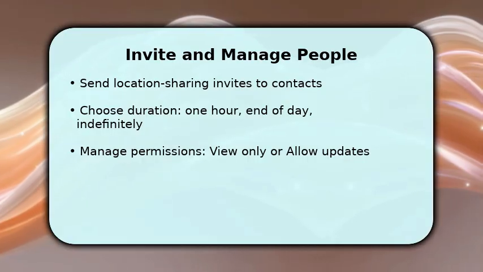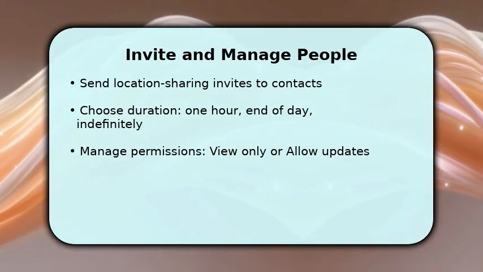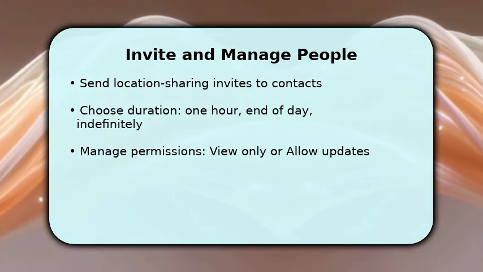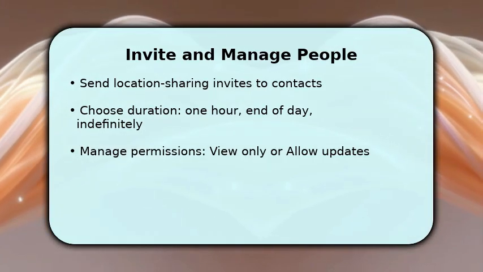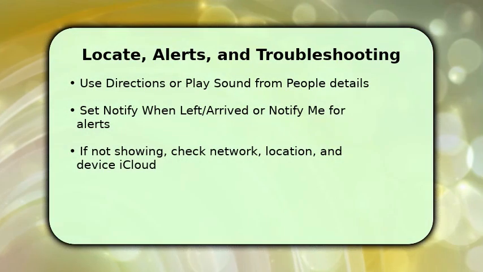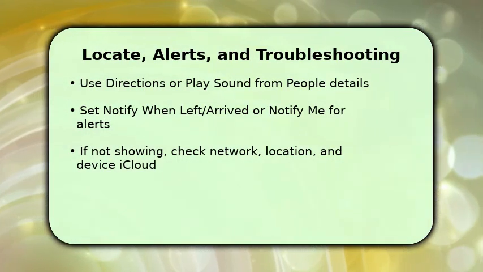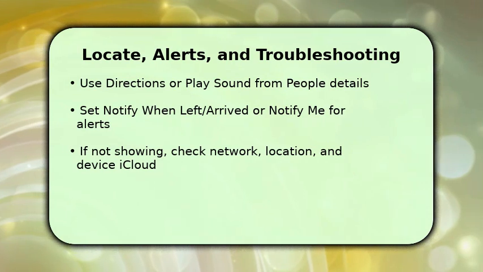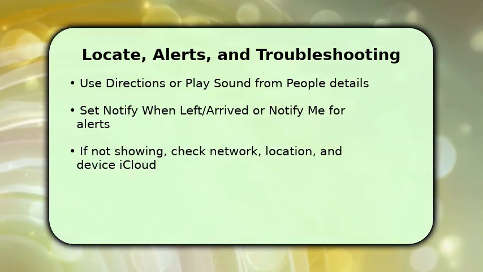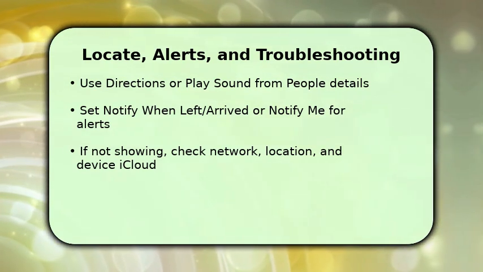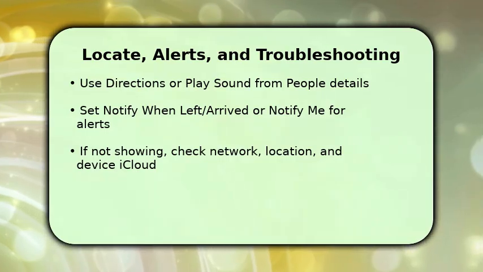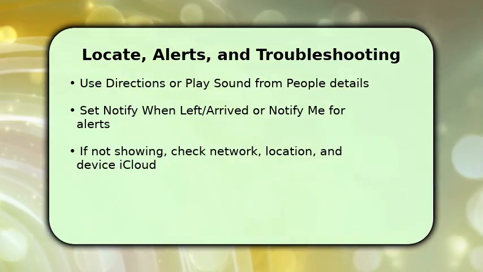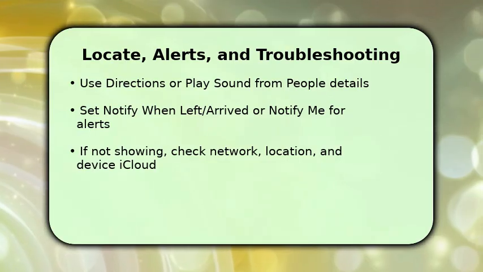Make sure to verify contact entries and that each person has an iOS device or compatible Apple ID to avoid failed invites. Finish by using the People list to select someone and tap directions or play sound to locate them. These actions help when devices are nearby or moving. You can set notifications like Notify when left or Notify when arrived to automate location alerts.